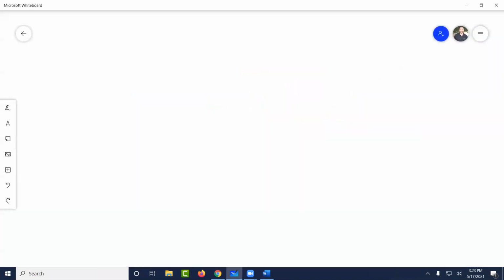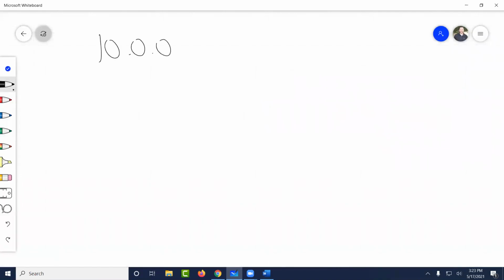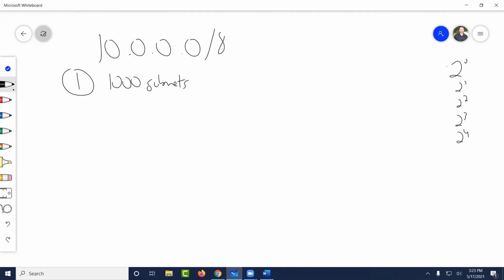And let's say that I'm giving you the network 10.0.0.0/8. And I want you, okay, step number 1 is determine the number of subnets you need. And I say, I want you to have 1,000 subnets. All right. Let's go over here. Let's do our little cheat sheet. Let's not confuse ourselves. Let's go ahead and cheat.